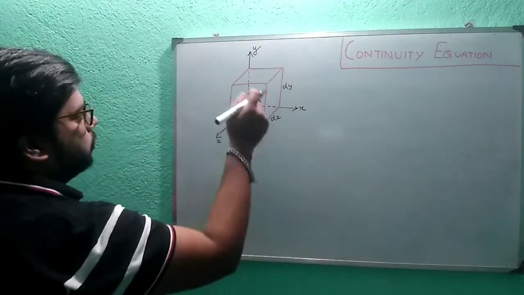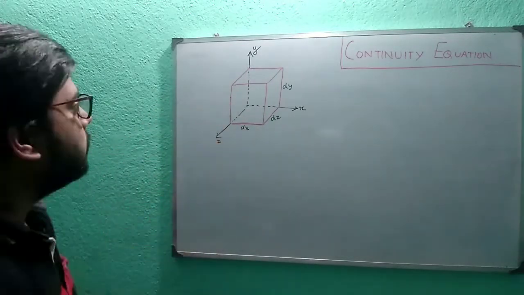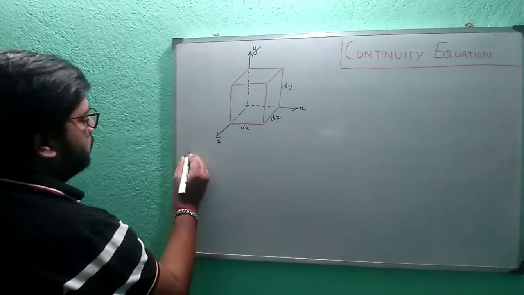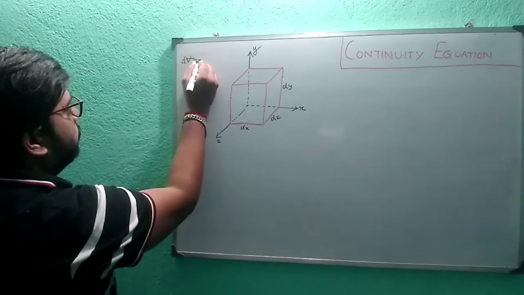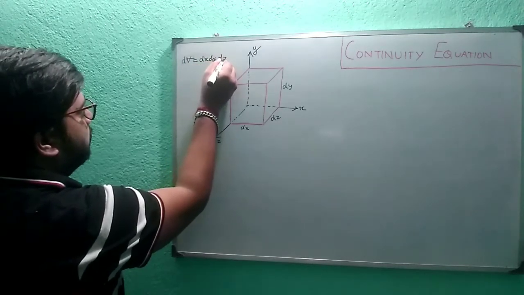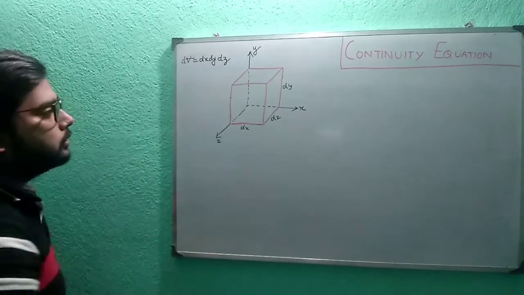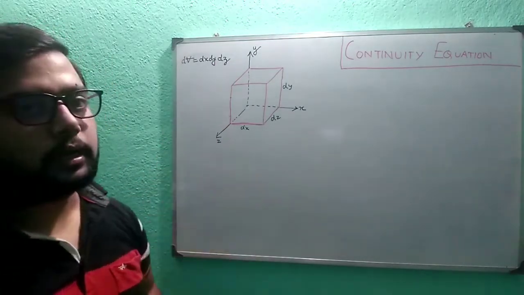So what will be the volume of this cuboid? The volume of this cuboid, dV, is equal to dx, dy and dz. Okay, so this is the control volume, dx, dy and dz.